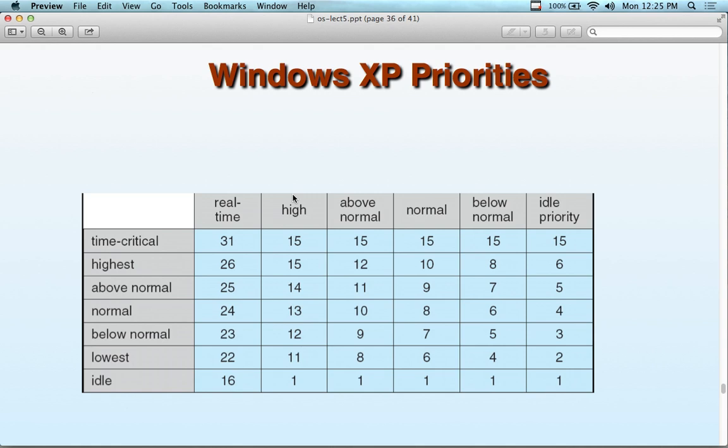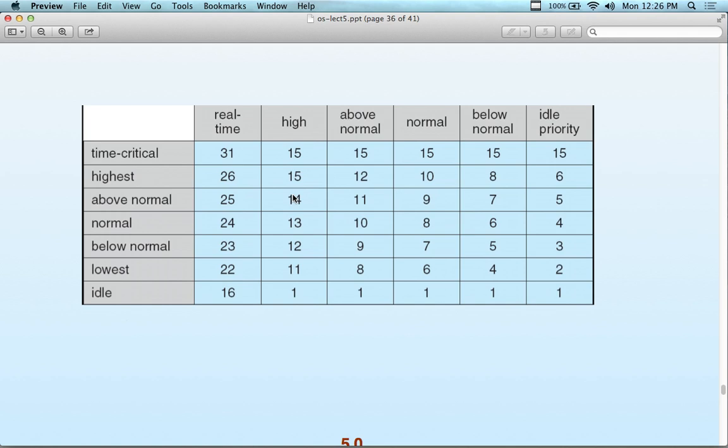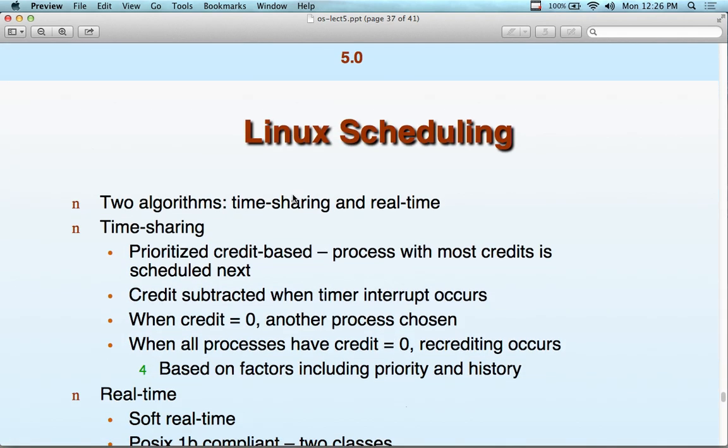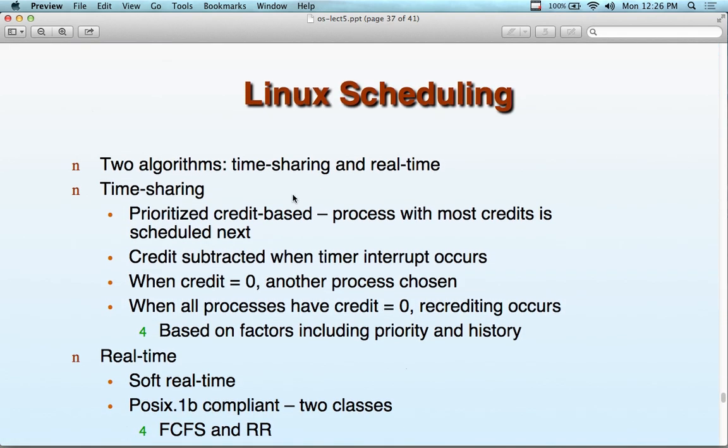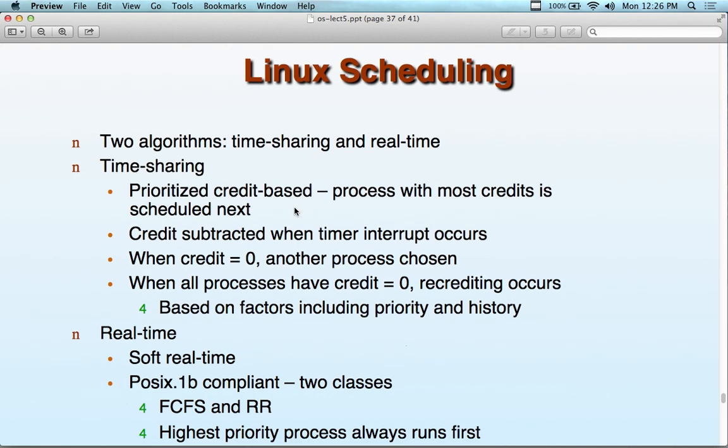Windows XP priorities: we have high and low priorities, depending upon whether you're a kernel level or a user level thread. So we have different priority levels with different quantum times associated with them. In terms of Linux scheduling, it's based upon two algorithms: time sharing and real time. With time sharing, priority based, most people are using multi-leveled priority based algorithms. Credit subtraction here.